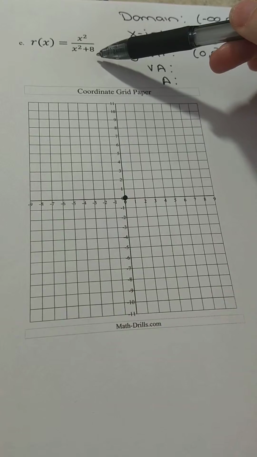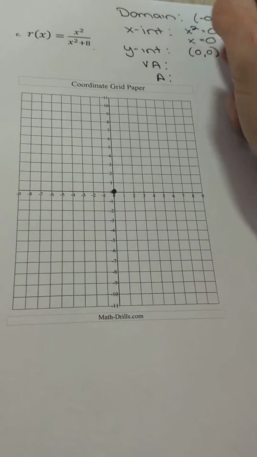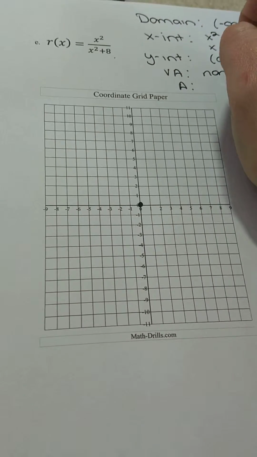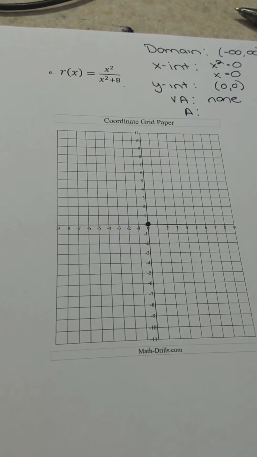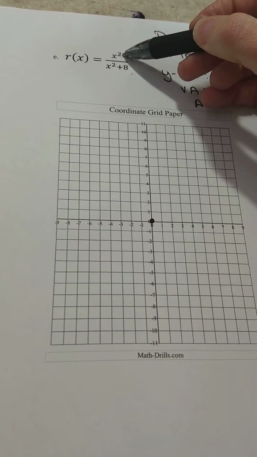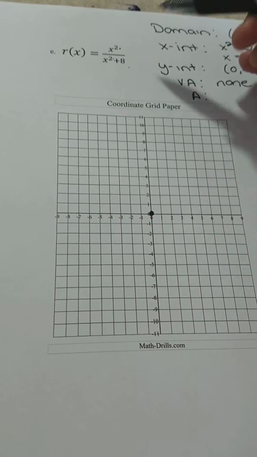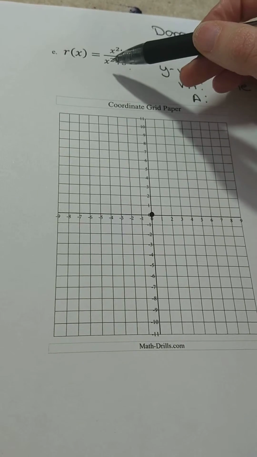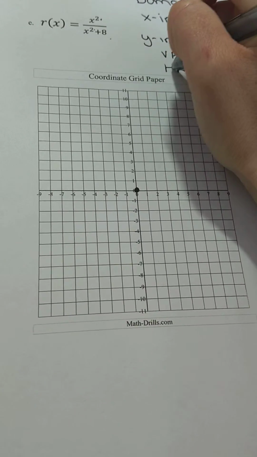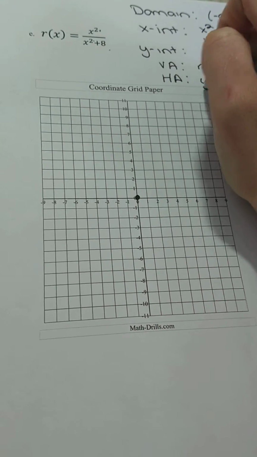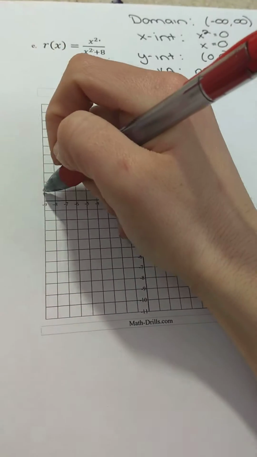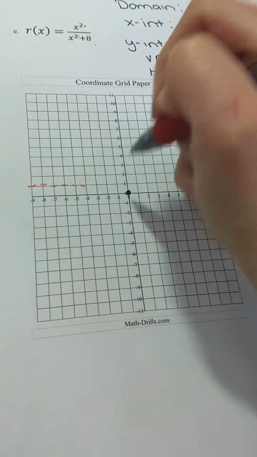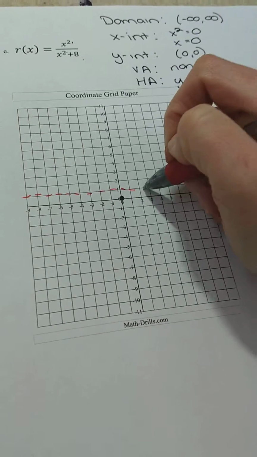Now when we look at this denominator, it's never going to equal 0. So that means I have no vertical asymptotes. As I take a look here, we see the degree of the numerator is 2 and the degree of the denominator is 2. Since they're the same, the ratio between the top and the bottom is going to be our horizontal asymptote. So my horizontal asymptote is y equals 1. Again, I'm going to go ahead and draw in my horizontal asymptote going from side to side.